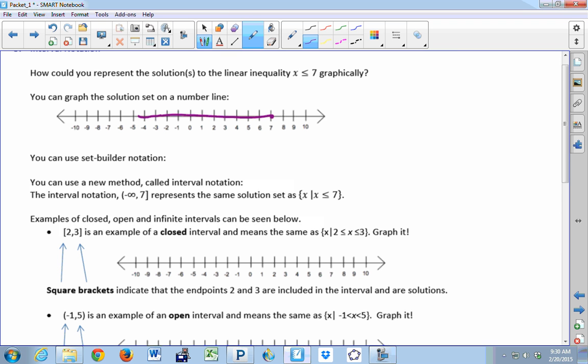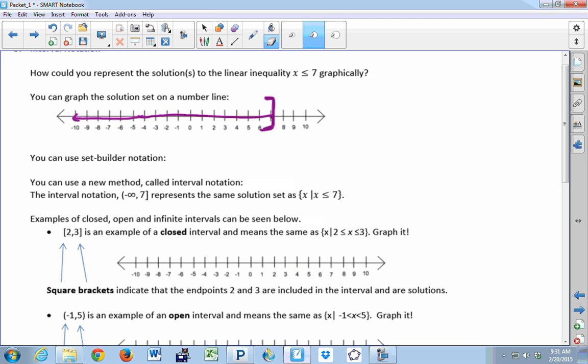It's less than or equal to 7, right? If it didn't have this equal sign here, you'd have an open circle, and that's what you're used to doing. We're going to show you a new notation and a new way to represent that. When you include a number in your set, you're going to use a bracket. So instead of that solid dot, I'm going to put this bracket right here.